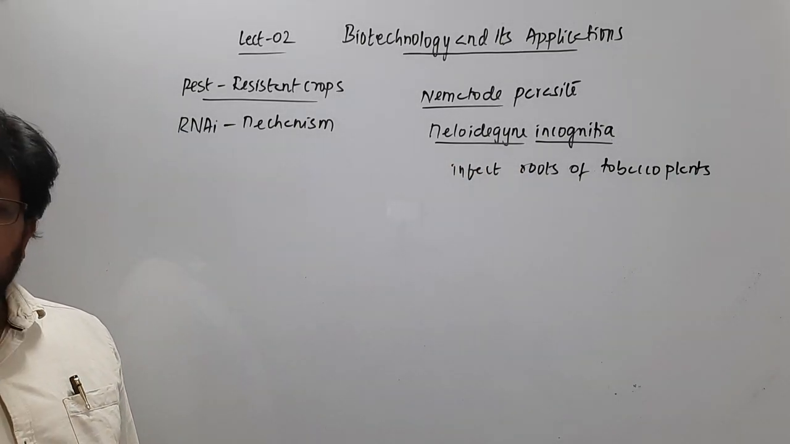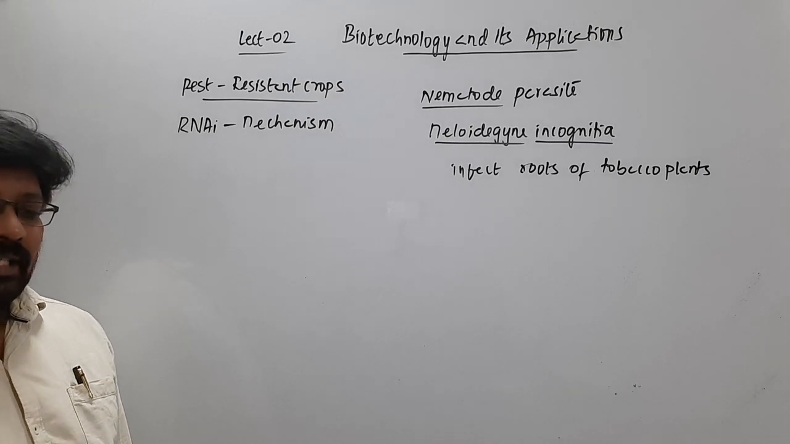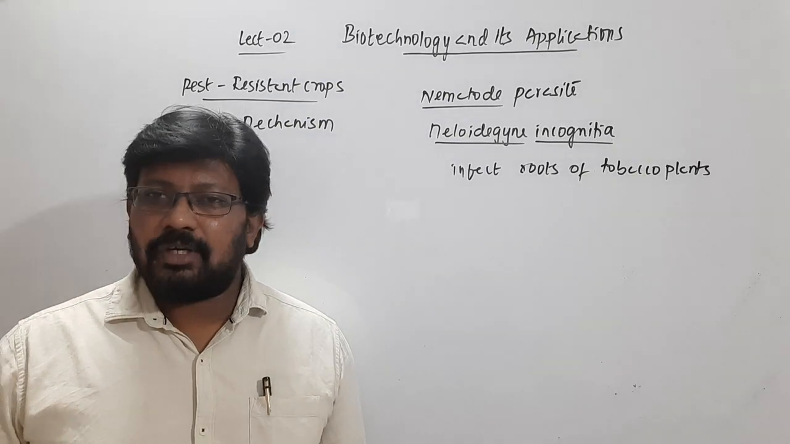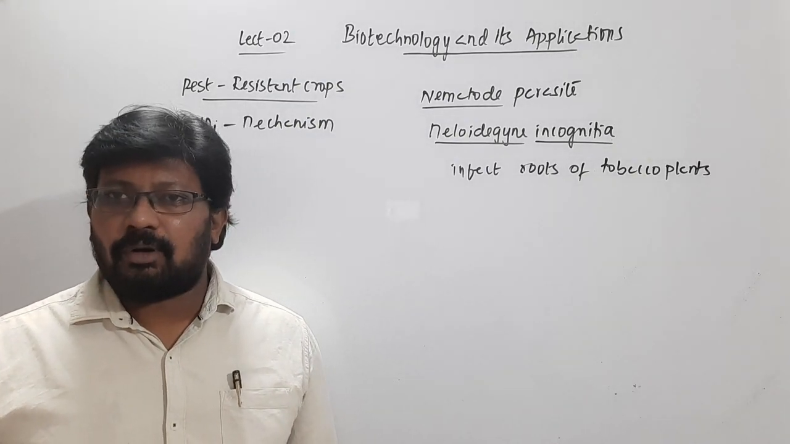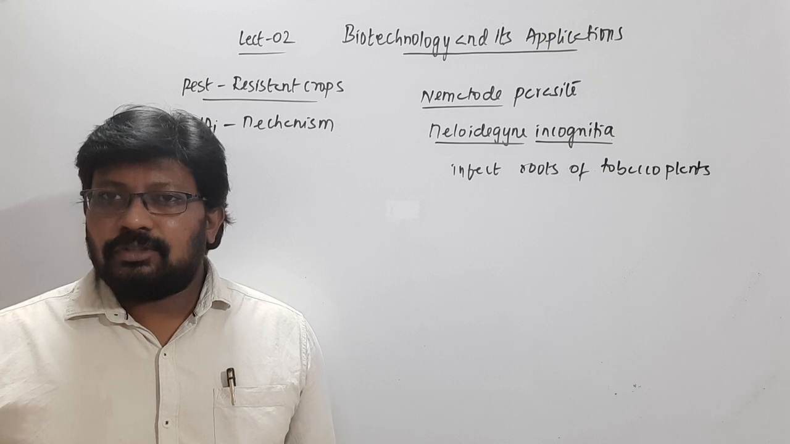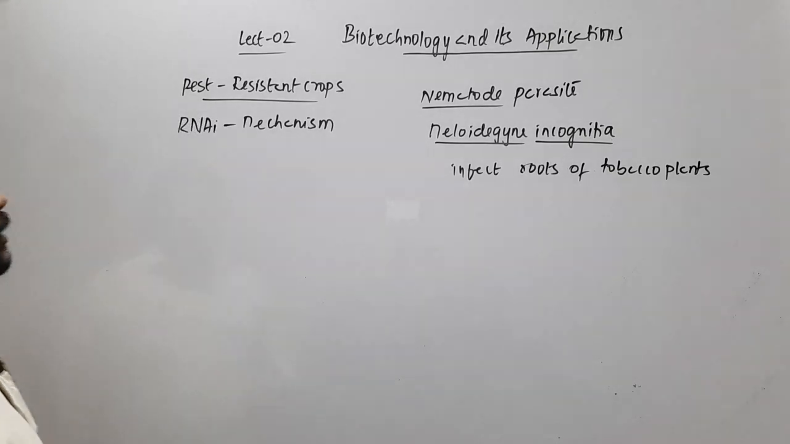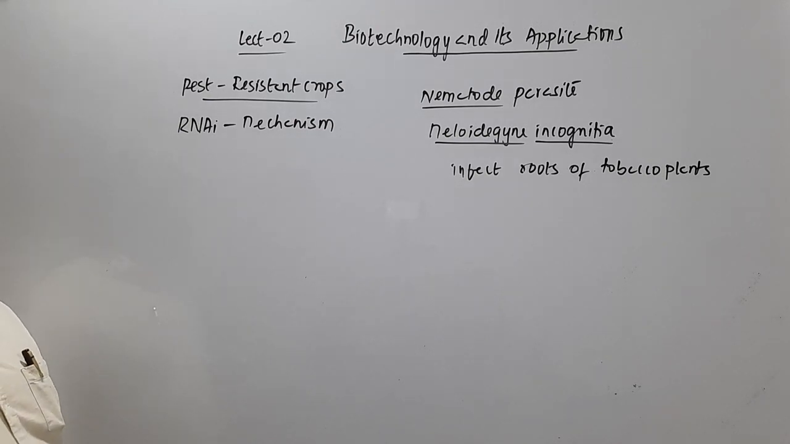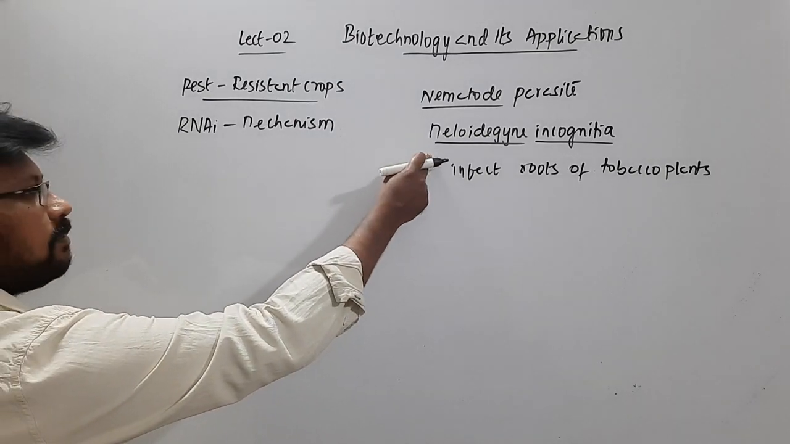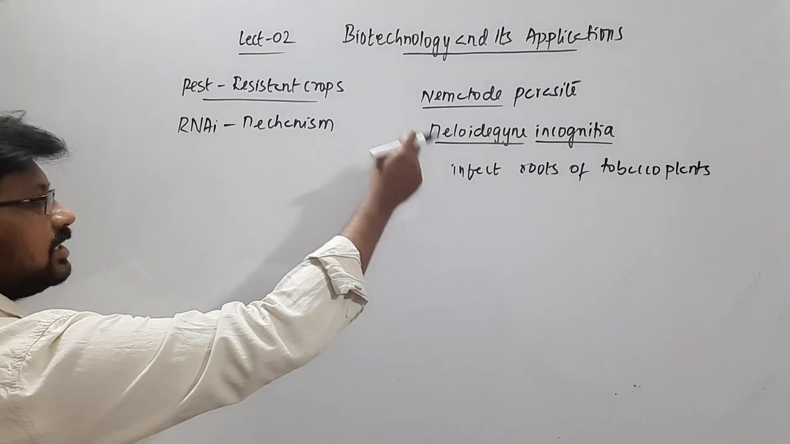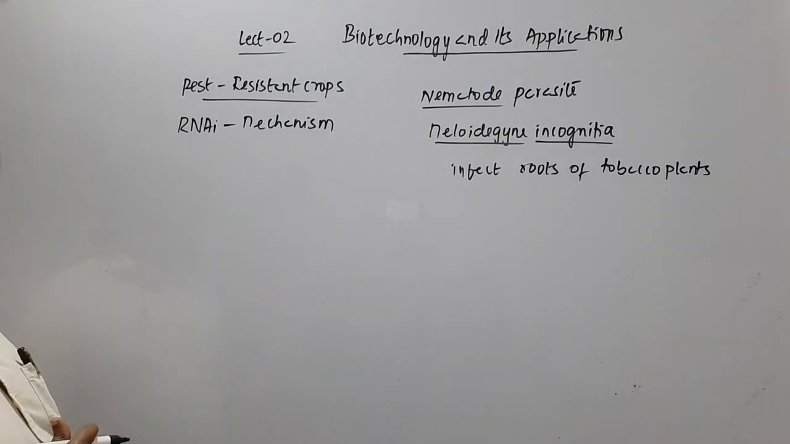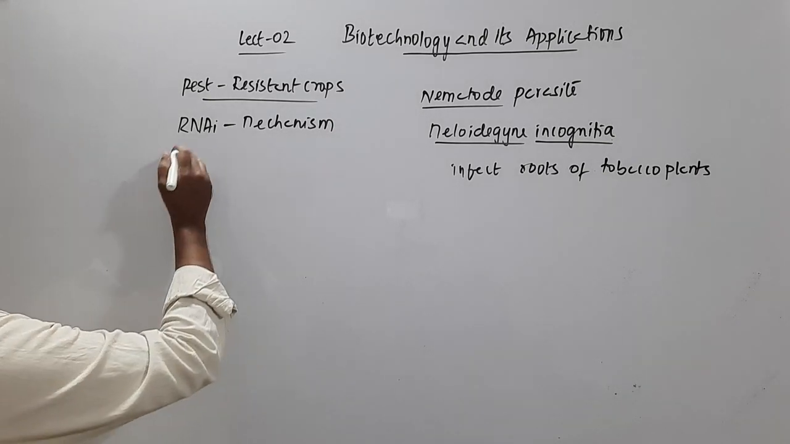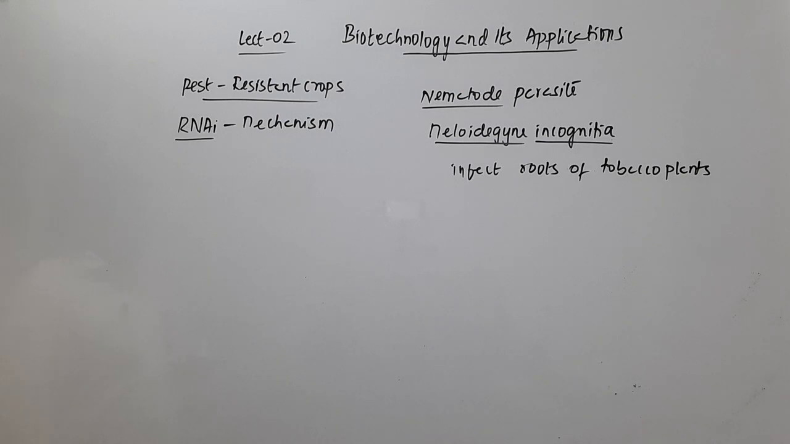Okay, so it infects the roots, and it takes away the nutrients that need to be supplied to the plant, and because of this the plant will not be growing properly, and there is a huge loss to the farmer. Now by using this RNAi mechanism, we can stop this Meloidogyne incognita from growing in the roots of tobacco plants. So how have they done it? Let's see first this RNAi mechanism.